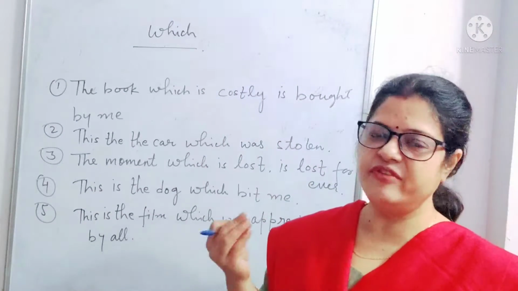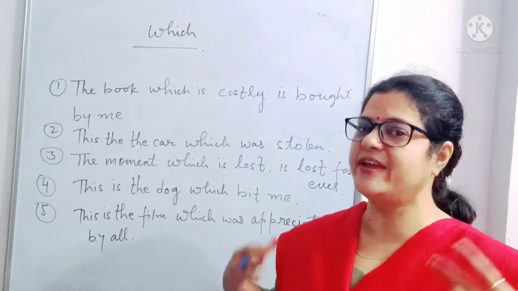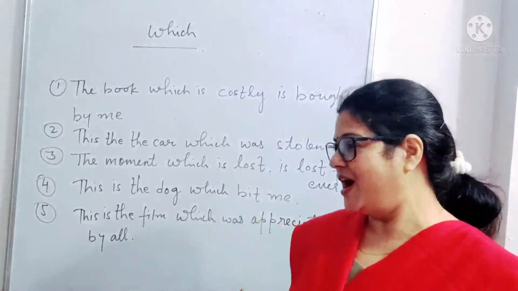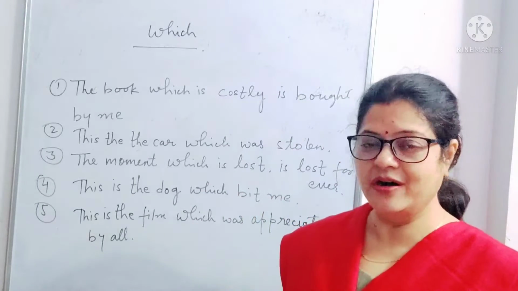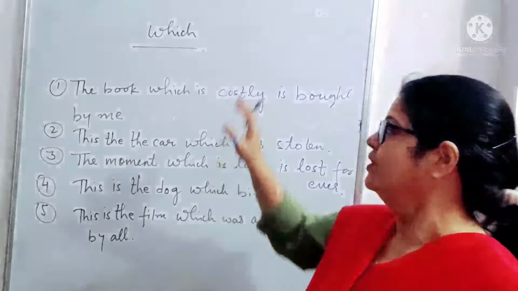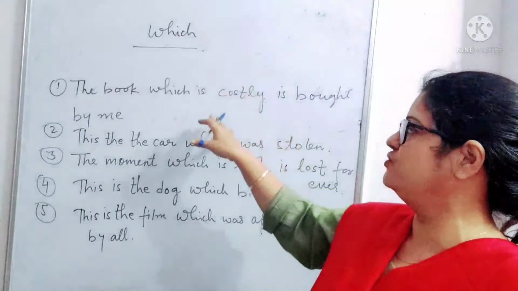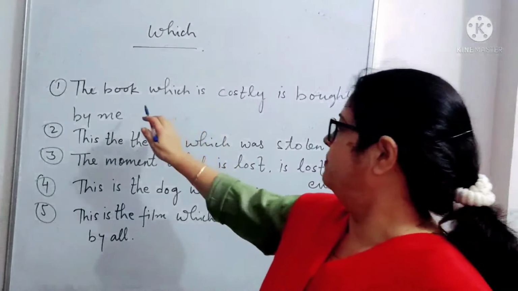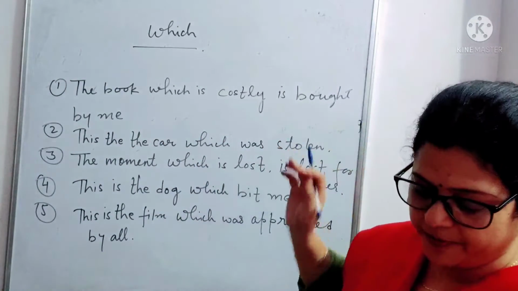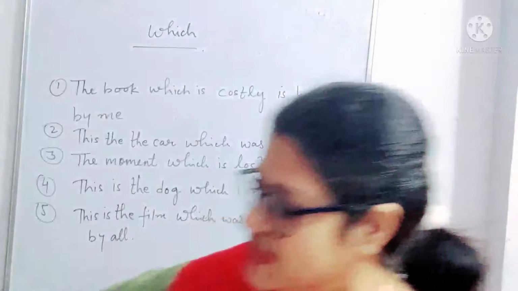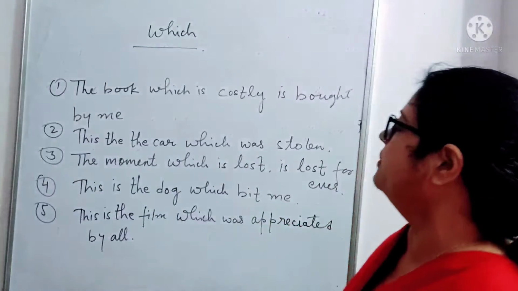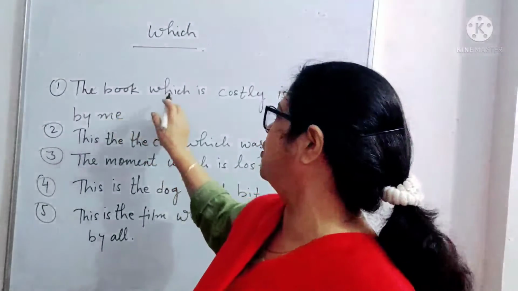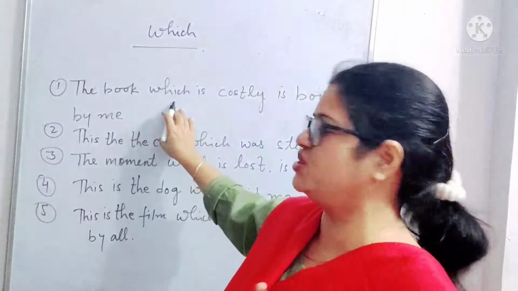We know very well that which is used for animals and for lifeless things, and we will know more about which. I'm sure you must not have heard about them, which I'm going to tell you. So first let's see that which is used for lifeless objects and for some animals. The book which is costly is bought by me. So here in this sentence we are talking about the book. Okay. So this book is the antecedent of this pronoun which.